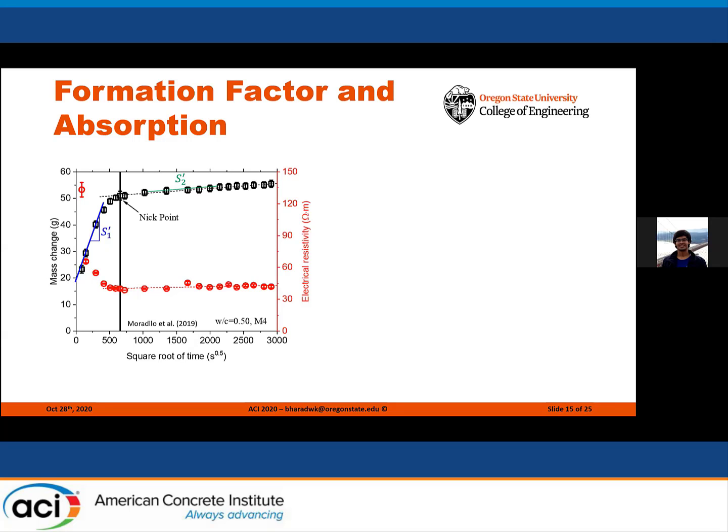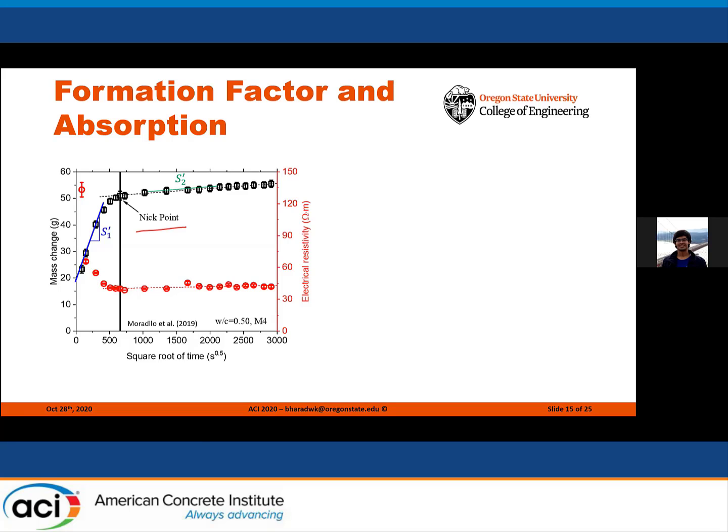Once we immerse the cylinder of concrete in a bucket of water, the matrix pores, which are the smallest pores, the gel pores, the capillary pores, and the pores due to chemical shrinkage, fill up relatively quickly within the first few hours. The air voids, on the other hand, take weeks to months to years to fill up. The degree of saturation at which the matrix pores are filled is called the nick point or the matrix saturation point. We can see that there are two different rates of water absorption. One when the degree of saturation is lower than the nick point, and one when the degree of saturation is higher than the nick point.